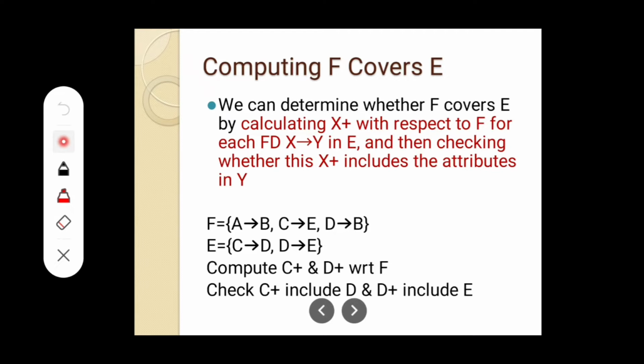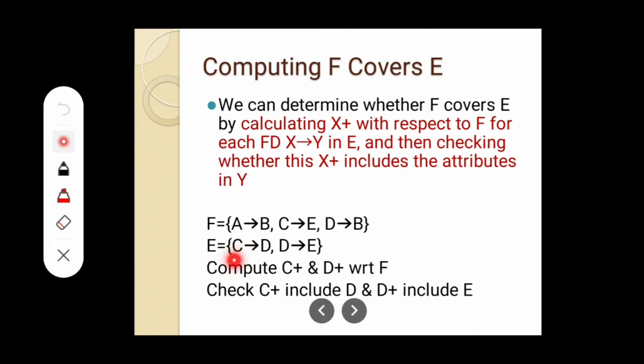So here we are going to compute F covers E. I have to take each of the functional dependencies of E. Which functional dependencies are there? C implies D, D implies E. Or we can also say C determines D, D determines E. The first task is to compute the closure of this LHS.